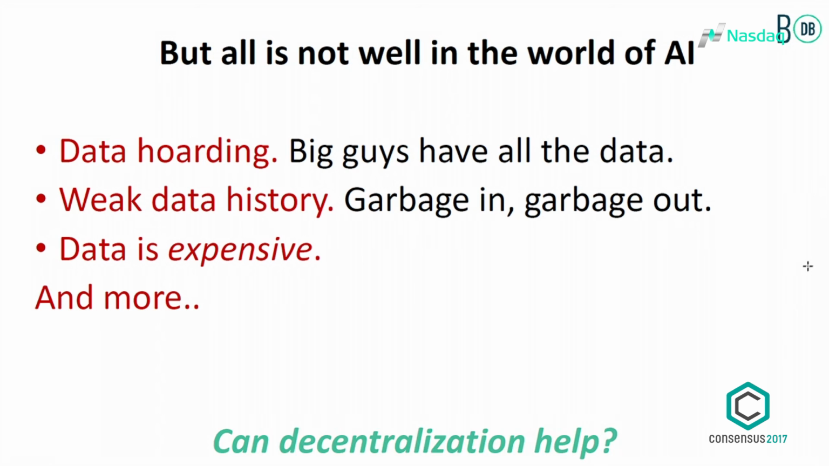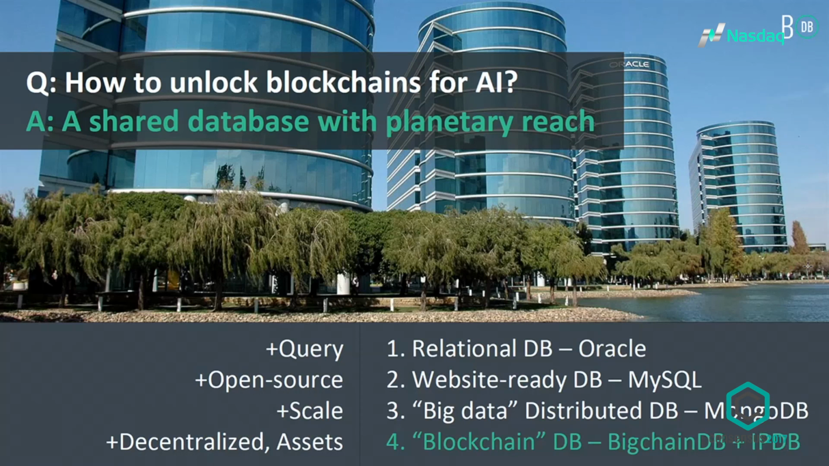There are many more. We've been asking, can decentralization help? And another way of asking is, can you use blockchain technology somehow to help unlock AI, to solve some of the problems with artificial intelligence? And we've been coming to realize that one of the pieces is perhaps a shared database with planetary reach.